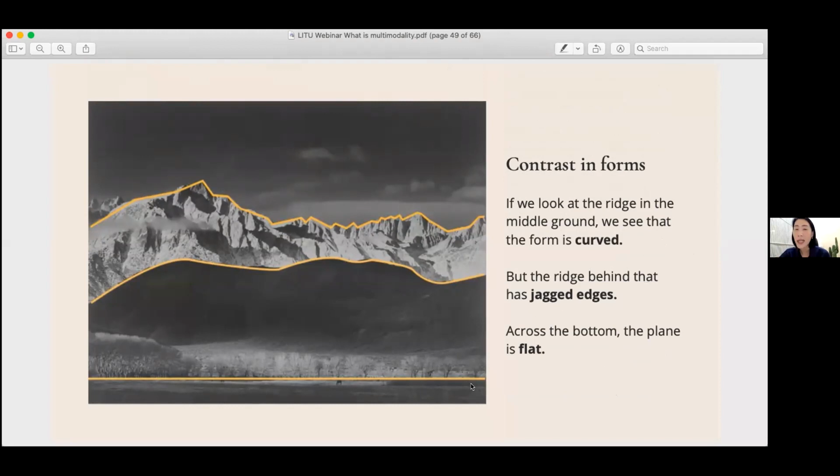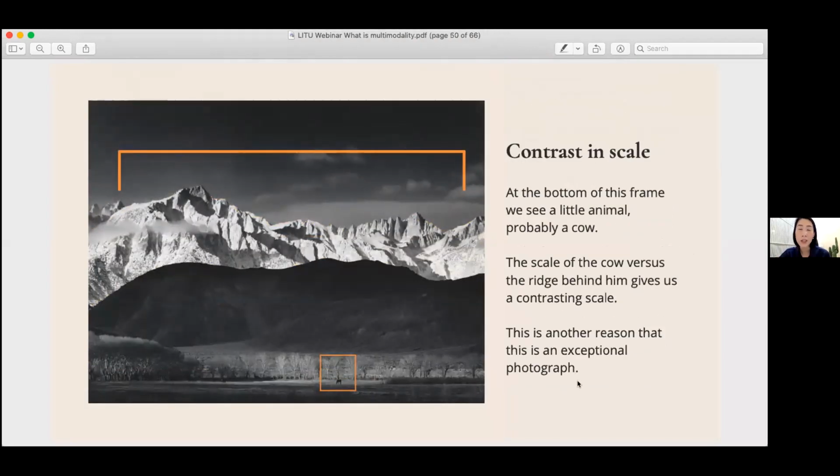What else? There's another contrast, which is the contrast in scale. Right? Because the mountains at the back are very grand, and you can see a little tiny animal right here, which is very tiny. So you can play with contrast in scale as well.